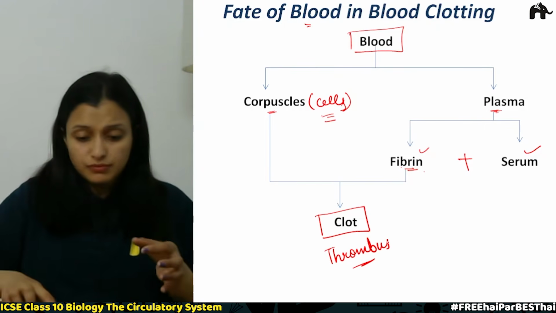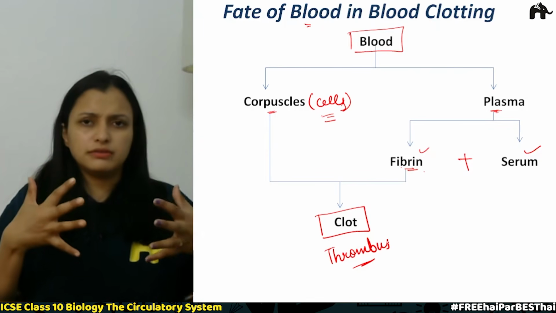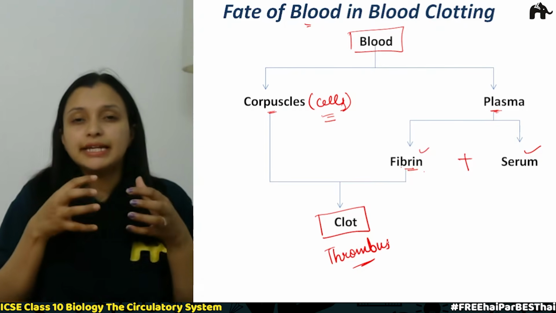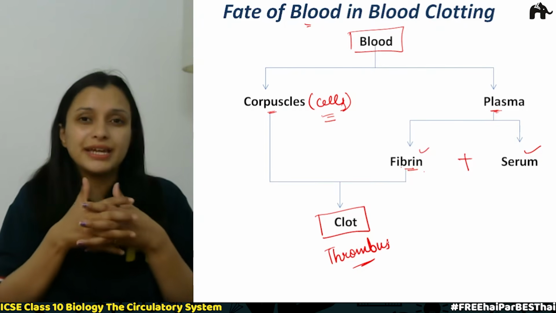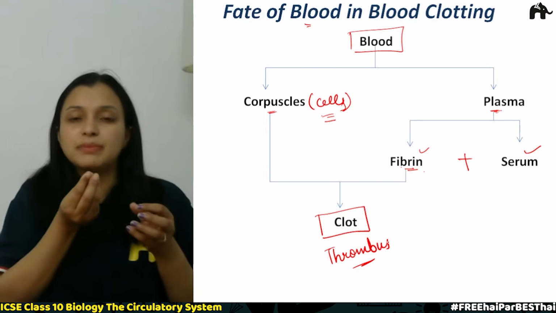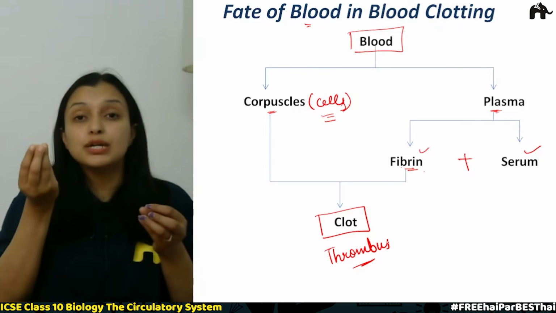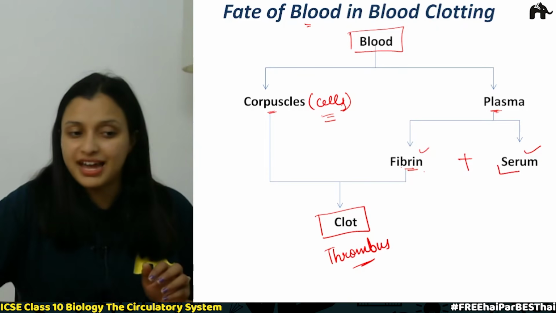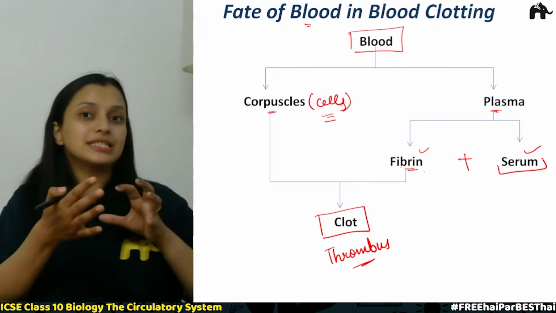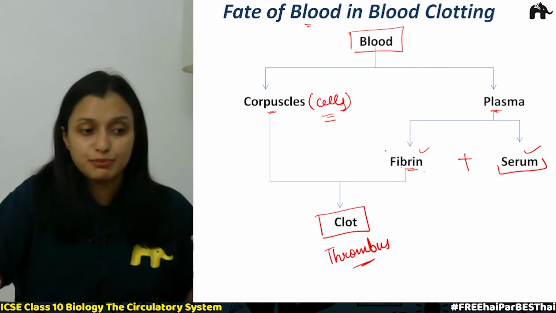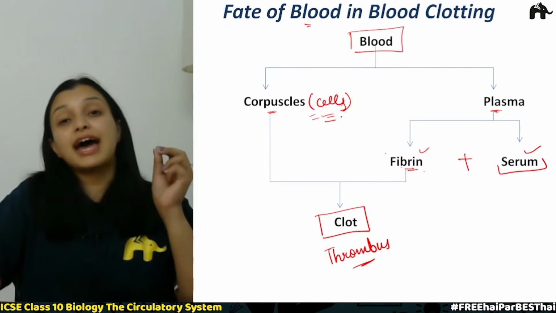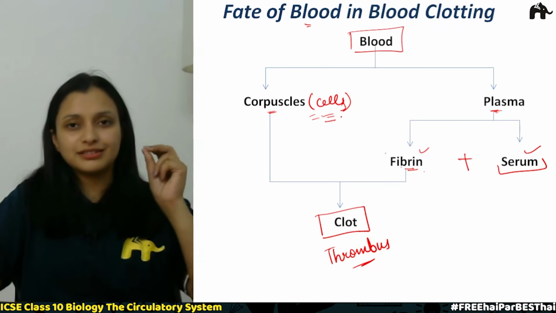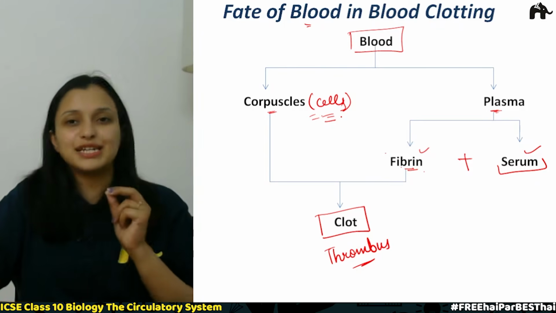And now as soon as this mesh-like structure gets squeezed, it releases out some liquid, right? That liquid that is coming out of the clot is actually serum. And the solid part that is left behind, which contains fibrin and the cells, is called the clot. Okay, so I hope the complete process of blood clotting is clear to everyone.